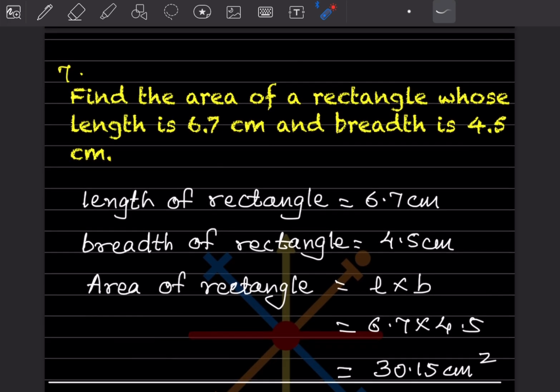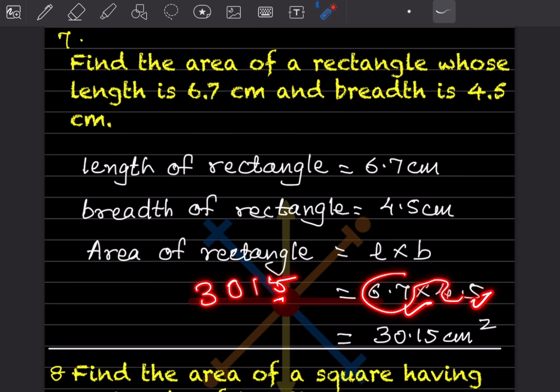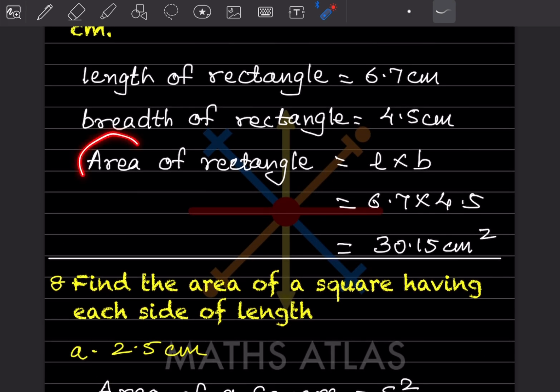Find the area of a rectangle whose length is 6.5 centimeter and breadth is 4.5 centimeter. Length of rectangle, that is 6.7, breadth 4.5. So area of rectangle means length into breadth. So you are going to multiply 6.7 into 4.5. So when you multiply, that is going to be 3015. So 1 plus 1, that is going to be 2. So 1, 2, and then a point. So 30.15 centimeter, because this is the area. So you are going to write a centimeter square and not centimeter. For perimeter, you will just write centimeter.